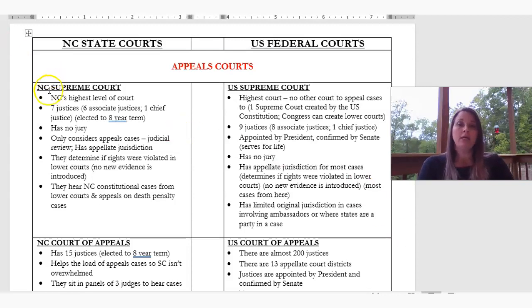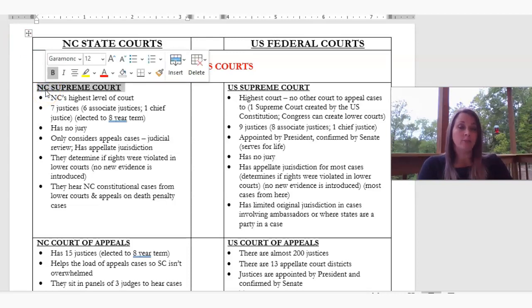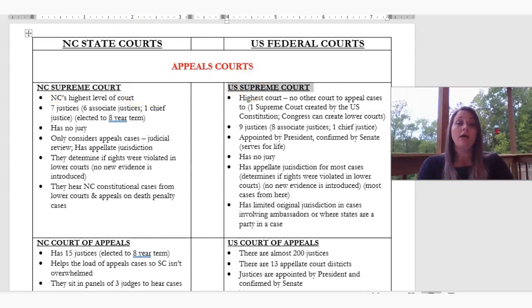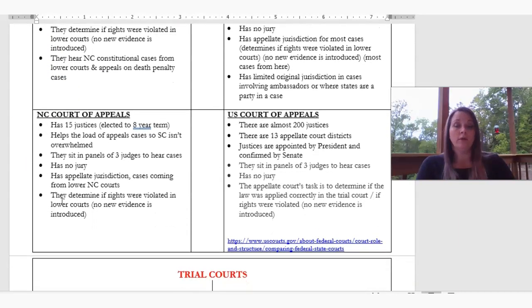Now, I want you to understand that if you make it to the North Carolina Supreme Court and you still feel like your rights are violated, you could absolutely ask for the U.S. Supreme Court to hear your case. Now, as we continue studying about the Supreme Court, we're going to learn that not every case that comes to the Supreme Court is actually heard by the Supreme Court, but we'll talk about that later. I want to move on down to the appeals courts.